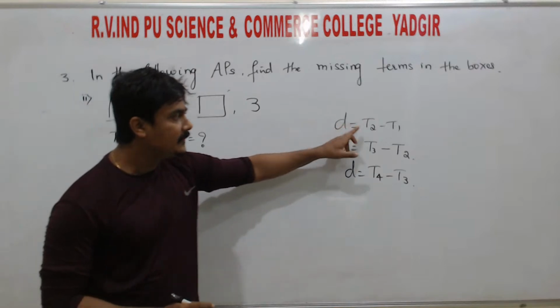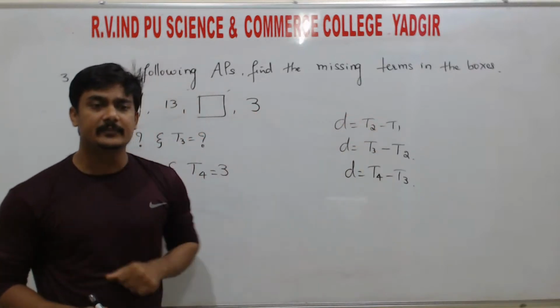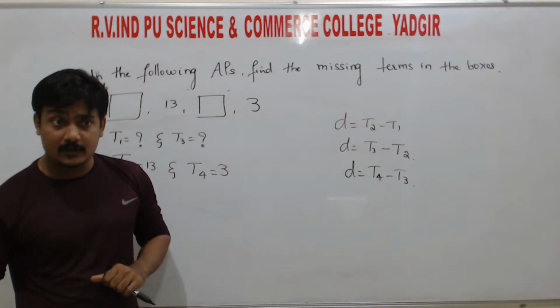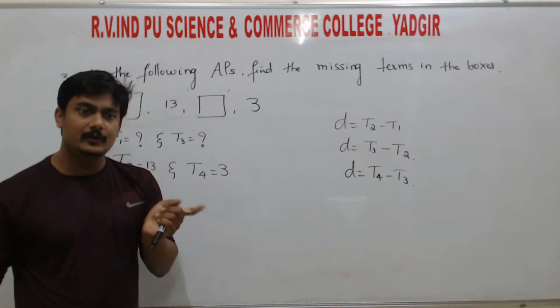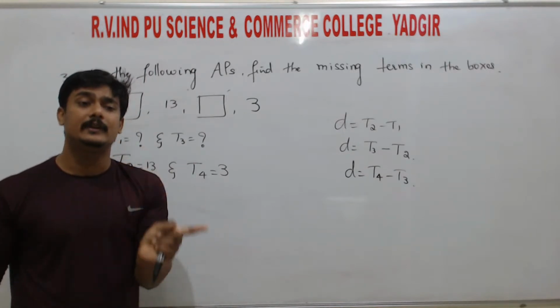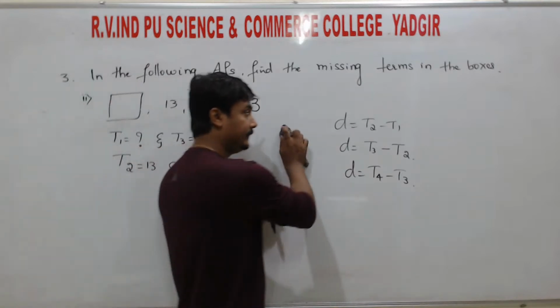And this formula is used when two continuous terms of the arithmetic progression are known. Continuous. T1, T2, T2, T3, T3, T4, T4, T5 like this.